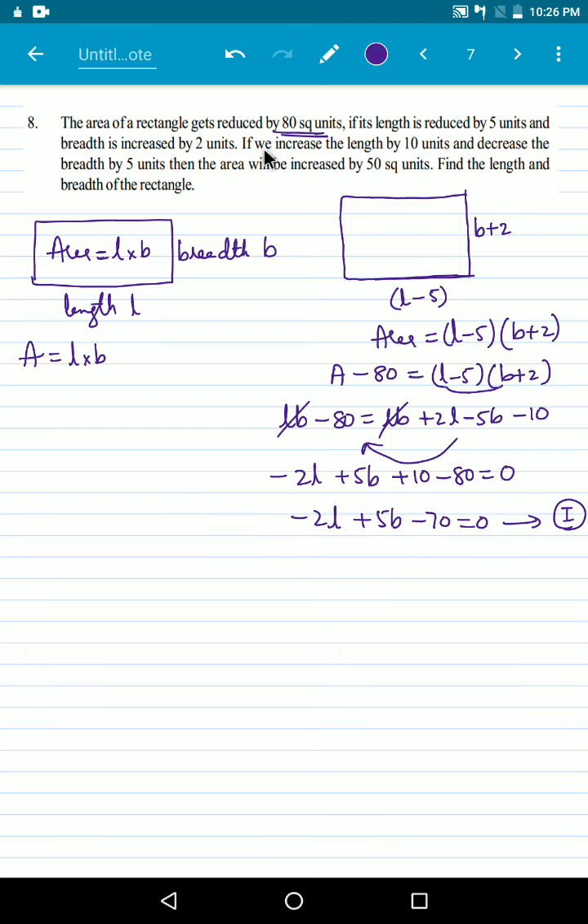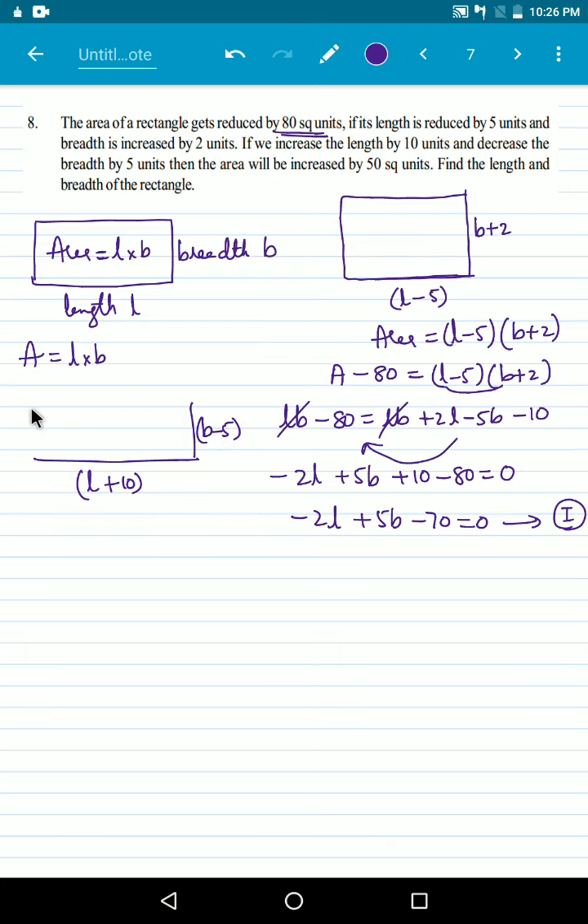Alright. Now, what is happening in the second scenario? See, if we increase the length by 10 units. First, the length was L. Now, we are increasing by 10 units. So, the new length will be L plus 10. And decrease the breadth by 5 units. Originally the breadth was B, we are decreasing by 5 units, so it is B minus 5.